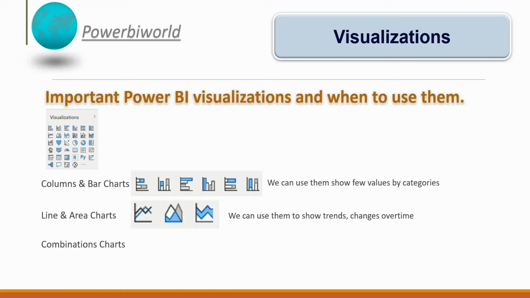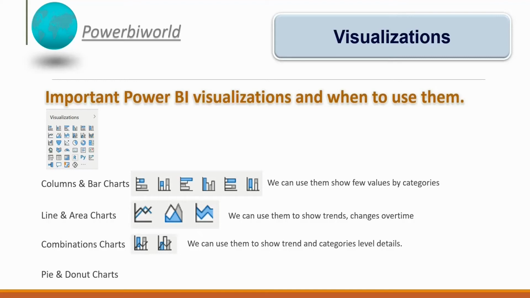The third chart is your combination chart, which looks like this on your Power BI desktop, and which we can use to show trend and category level details. So if I want to show the trend by categories and the profit for those categories, I can use this combination chart to show the categories as well as the trend, like a monthly trend of profit or sales. So this is what a combination chart is.